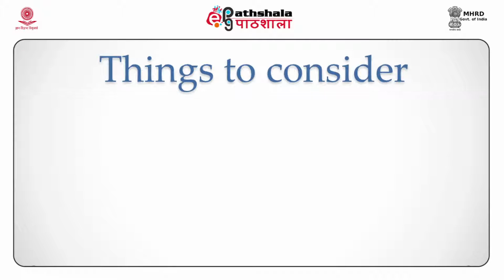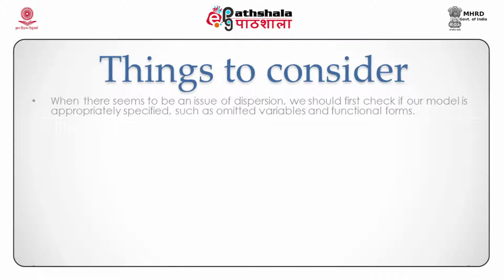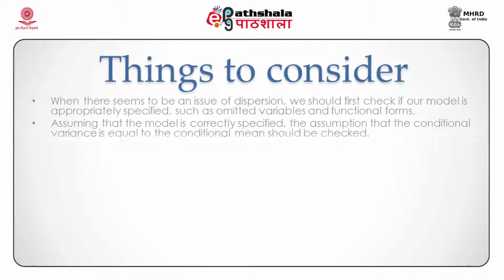Finally, a few things to consider when we are fitting a regression model to count data. Firstly, when it appears that the conditional mean and the conditional variance are not quite similar, that is, there is some issue related to dispersion, we should first go back and check if the model is appropriately specified. What this means is that we should look first whether any important variable has been omitted or whether the functional forms are incorrectly specified. Assuming that the model is correctly specified, we should next group the data and run a check of the assumption that the conditional variance is equal to the conditional mean.